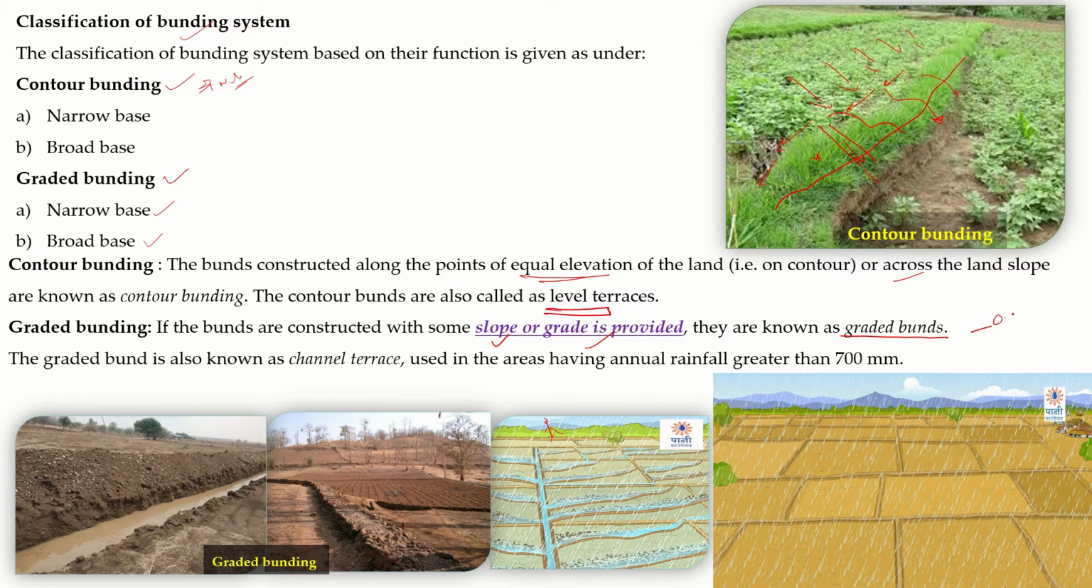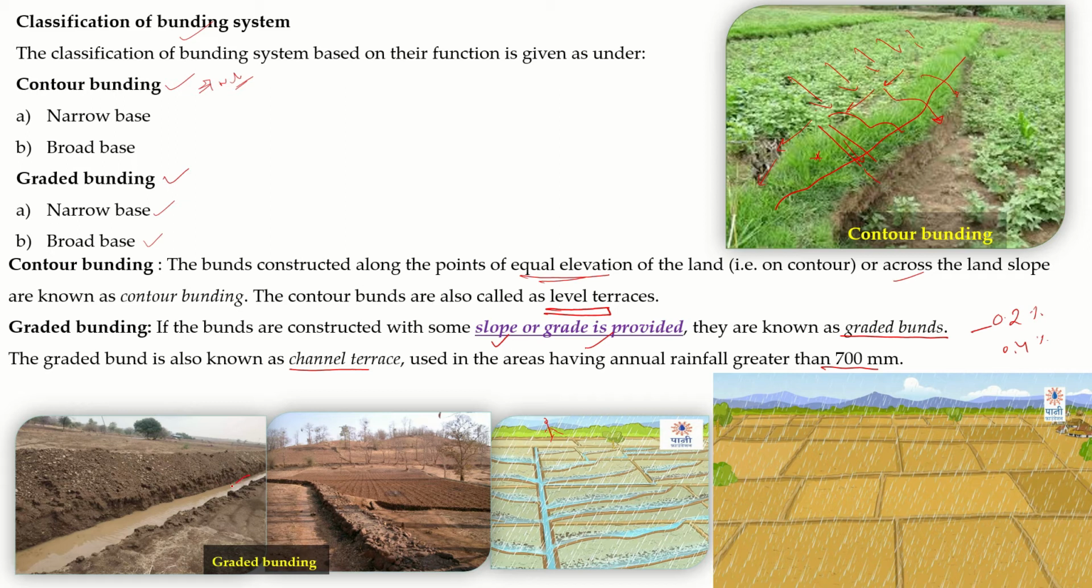The grade normally provided is 0.2 to 0.4%, depending on your field condition, available rainfall, soil type and the local condition. The graded bund is also known as channel terraces, and is used where the rainfall received is more than 700 mm. So let us see.